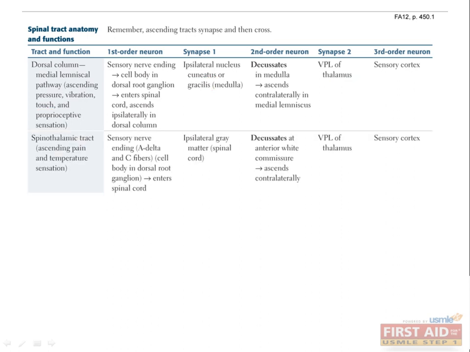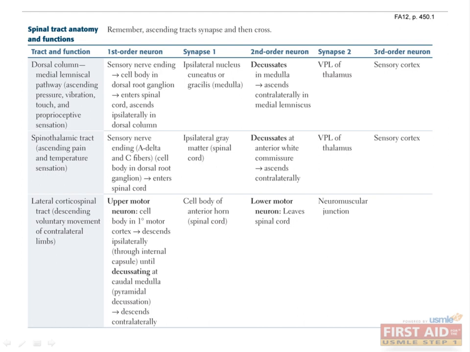The spinothalamic tract has cell bodies of the sensory neurons located in the dorsal root ganglion. Unlike the dorsal column, which ascends ipsilaterally, the spinothalamic tract synapses immediately upon entering the spinal cord through the dorsal root. The second neuron then crosses through the anterior commissure to the contralateral side and ascends to the thalamus, where it synapses again. The third neuron then travels from the thalamus to the primary somatosensory cortex.